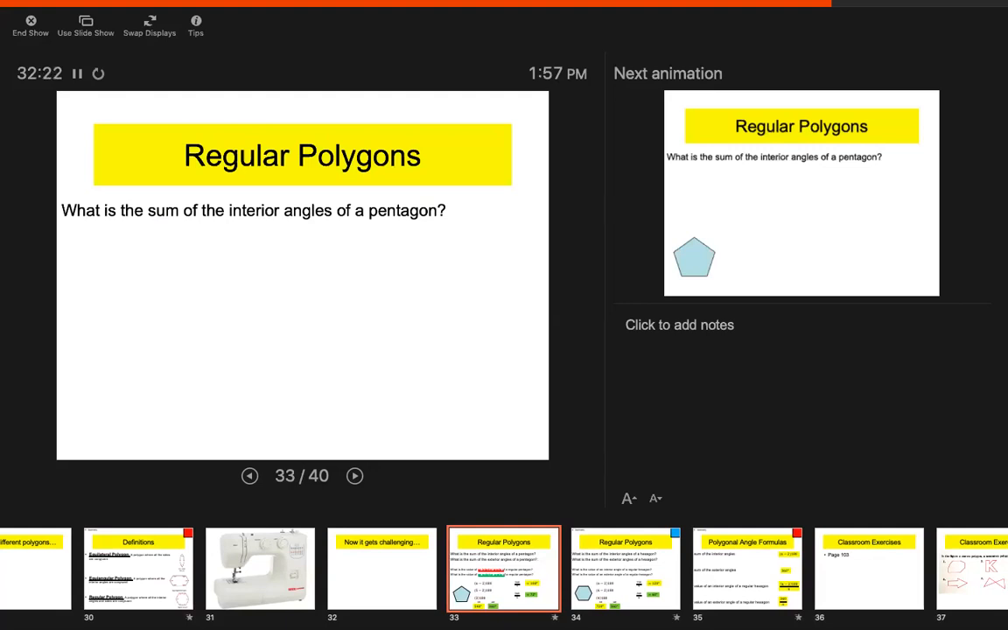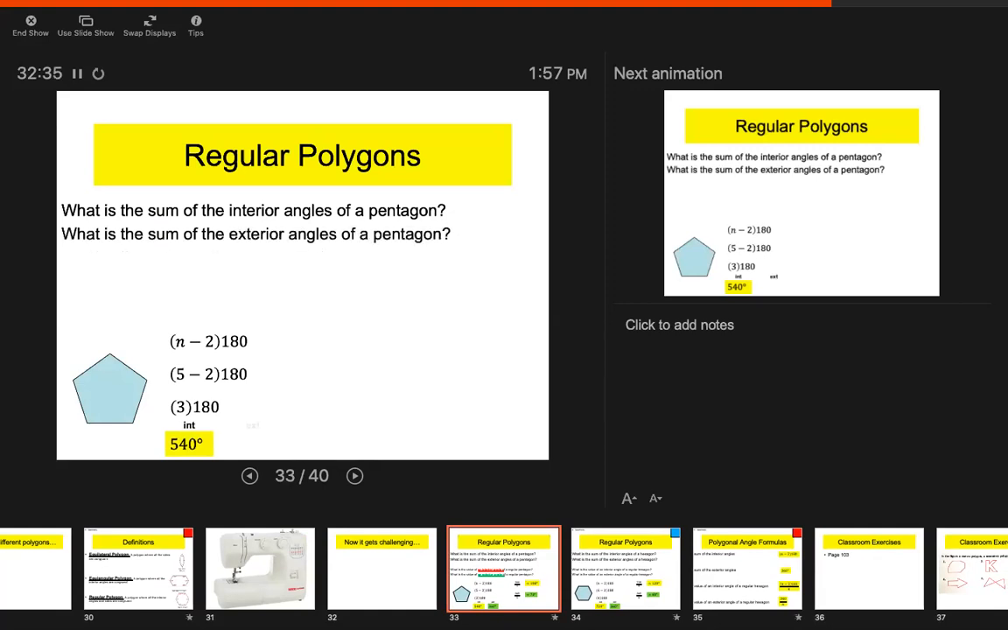540. So it's 5 minus 2, 3, times 180. So we get 540. What's the sum of the exterior angles? 360. Always 360. That's what we've done so far. Here come the two new formulas.